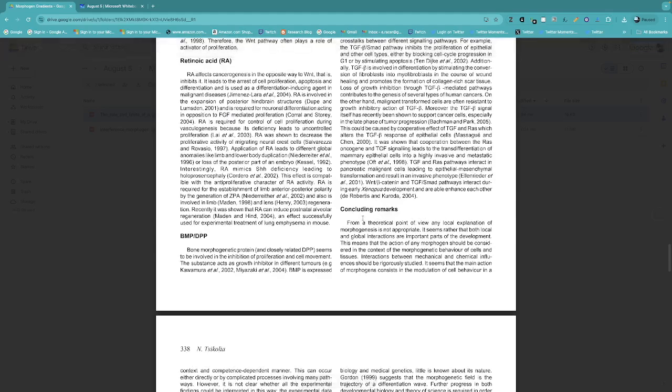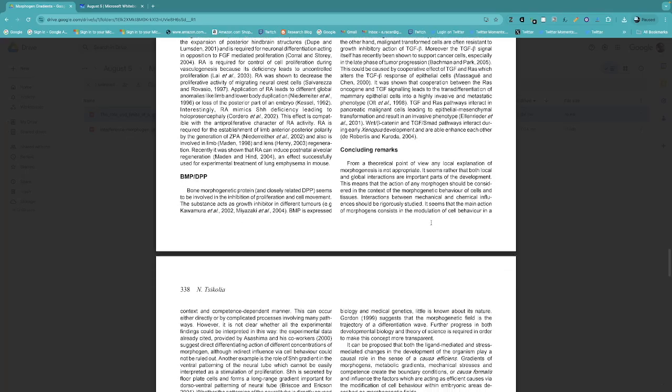Okay, so basically in conclusion, from a theoretical point of view, any local explanation of morphogenesis is not appropriate. We need to consider both local and global interactions, and that's really the way this works. We also have to think about the action of any morphogen in the context of the morphogenetic behavior of cells and tissues, as well as the mechanical aspects of cells and tissues. So these interactions between mechanical and chemical influences are really at the core of any model of morphogenesis, and of course chemical morphogenesis is incomplete in that respect.